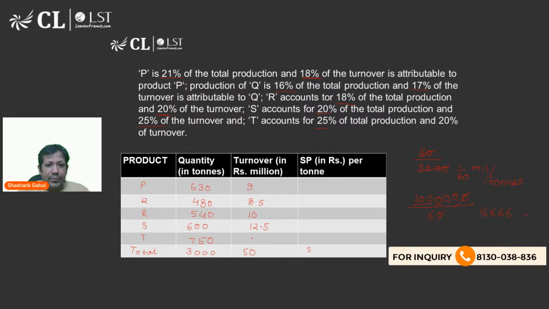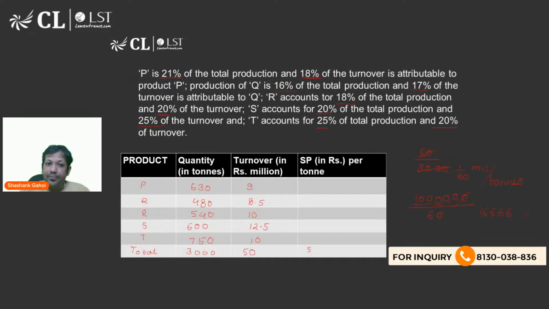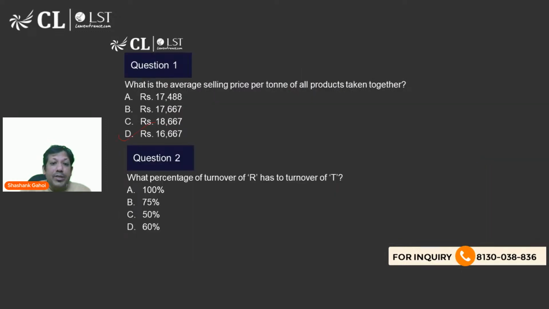And T is accounting for 10, 20% means, right? Now, let me see. What percent of turnover of R has the turnover of T? R and T are what percent of each other? They are 100%. Both values are equal. So the answer of this question is going to be option A. That is 100%. Fairly easy.